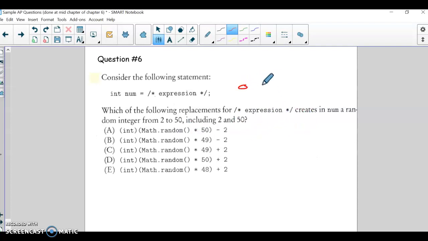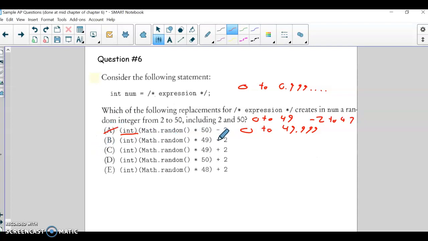Remembering that math.random does 0 to 0.99999 repeating. And so on letter A, when we multiply it by 50, we would have 0 to 49.99999, and then it's going to truncate that to 0 to 49 when it does the int cast right here, and then we're going to subtract 2 from that. So that's going to be negative 2 to 47, so that doesn't work.